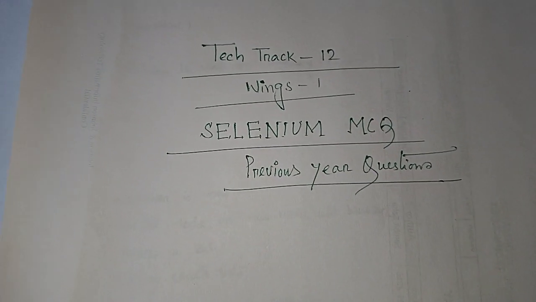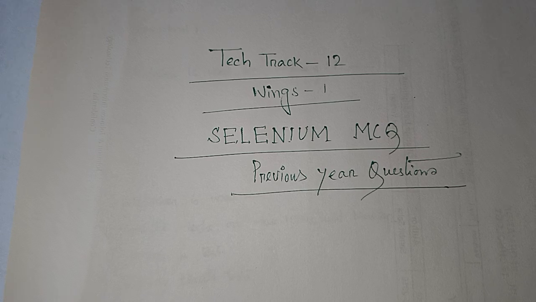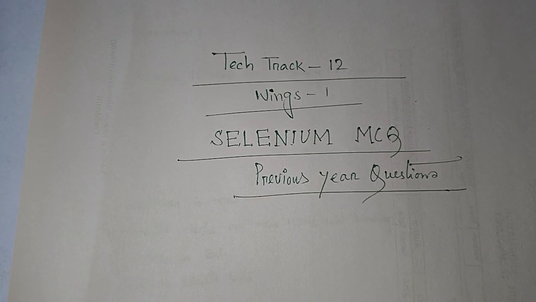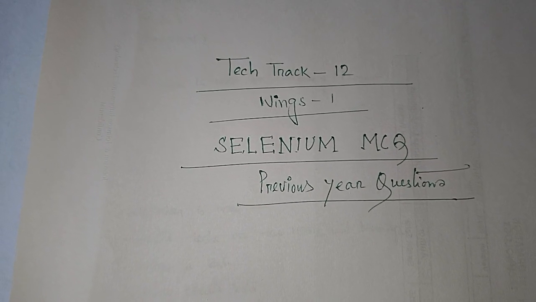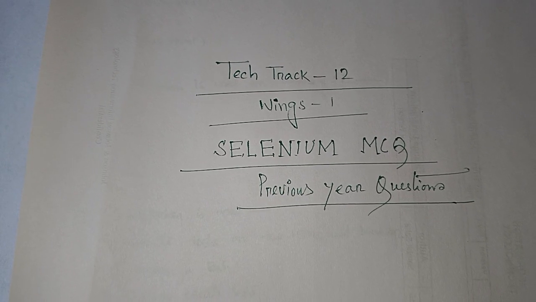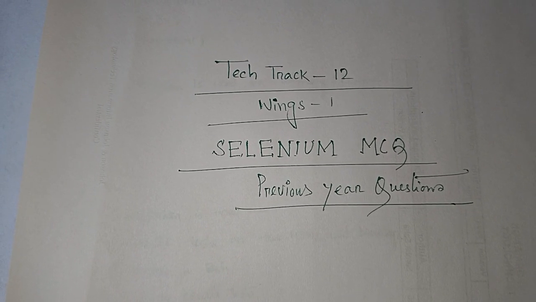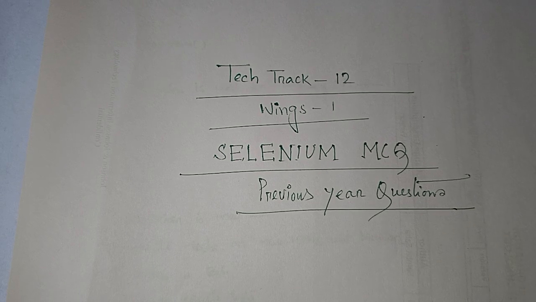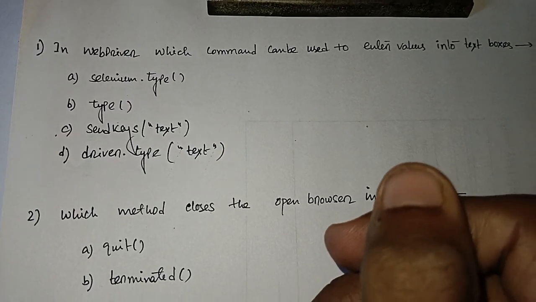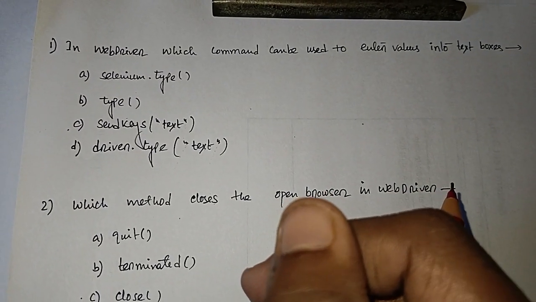As you know, the TCS Elevate Wings One program is being conducted for the Ninja to Digital transition. So we are conducting this session on Technical Track 12: Selenium, covering previous year questions and important question answers. So let's discuss the previous year questions. In the previous video, we also discussed some of the questions.